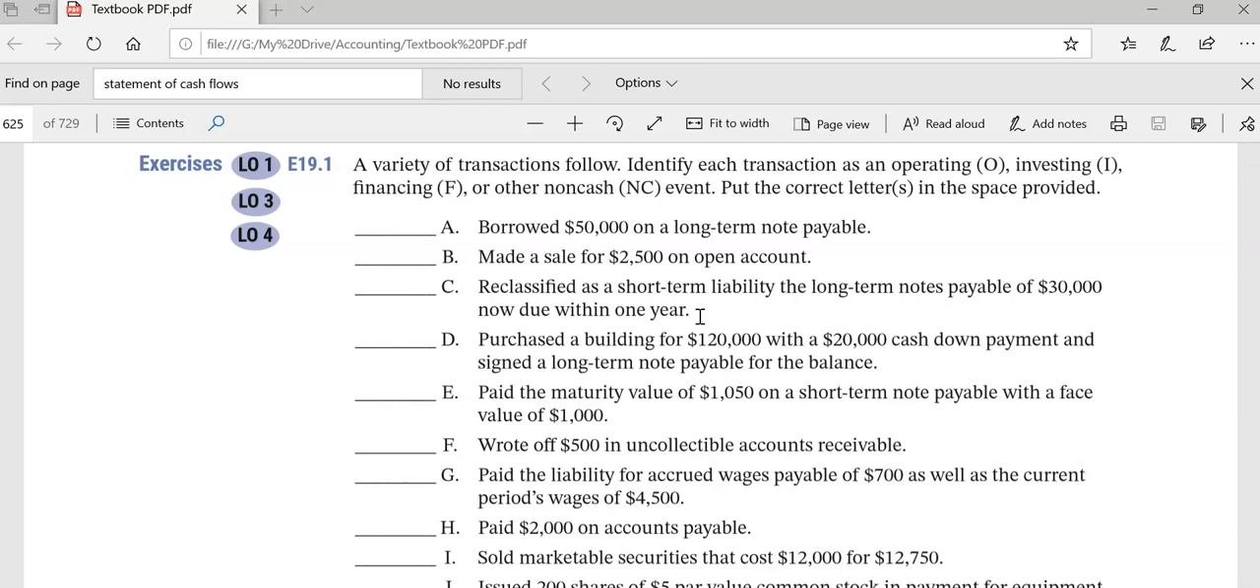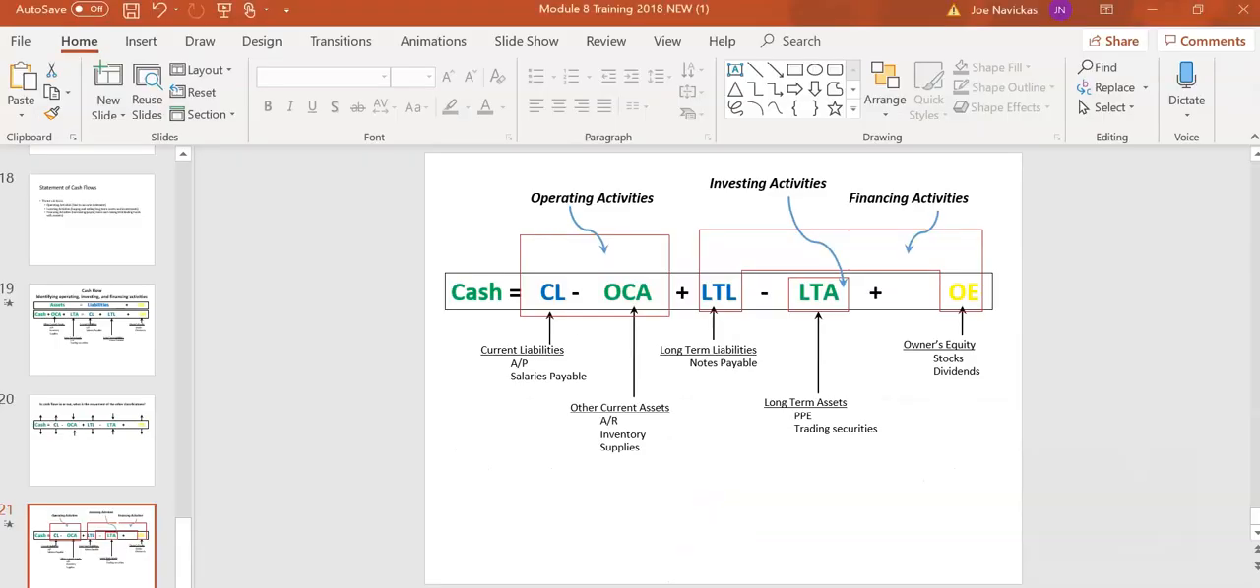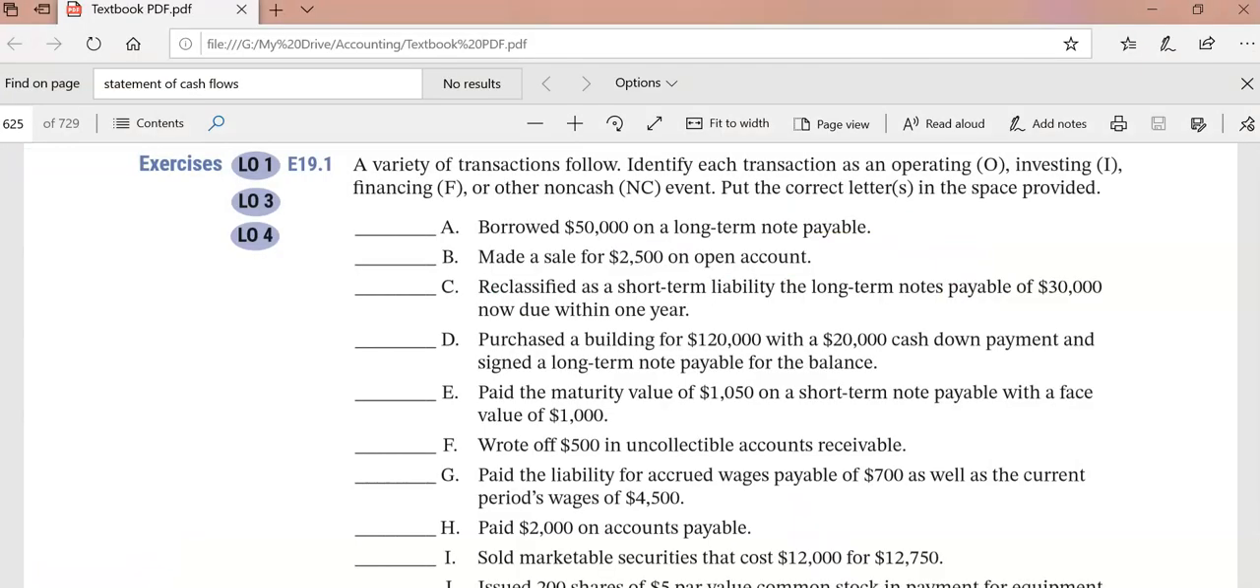Okay, D, we're purchasing a building for $120,000 with a $20,000 cash down payment, so cash is involved here, and signing a long-term note payable for the balance. So we're acquiring a long-term asset with our cash. All right, so if we go back to the PowerPoint, remember the long-term asset? That is an investing activity. So if we look at that one, D is an investing activity.